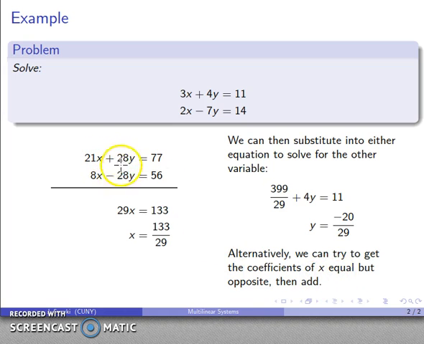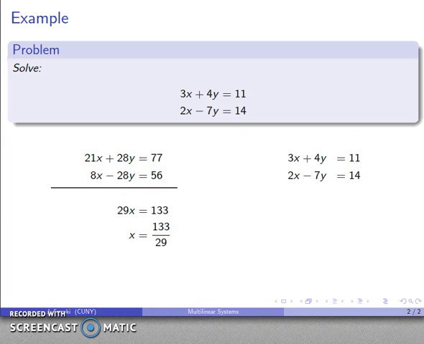So here, the coefficients of y were equal and opposite, so when I added, I got an equation in x that was easy to solve. If I can get the coefficients of x equal but opposite, I can add, they'll drop out, and I'll get an equation in y that's easy to solve. So again, here's my original system of equations, and I'm going to multiply by the coefficient in the other equation. So this first equation, I want to get rid of x, I'll multiply by 2.